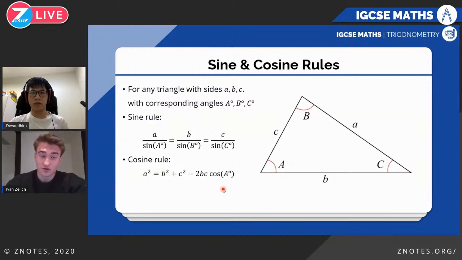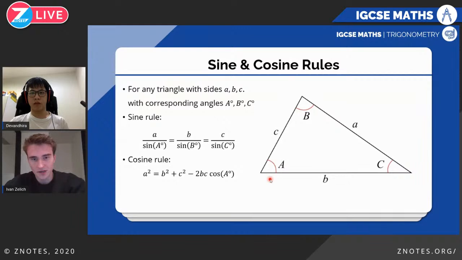The sine rule is useful so long as you have an angle and a side that oppose each other. But for the cosine rule, you specifically need two sides and the angle between those two sides.